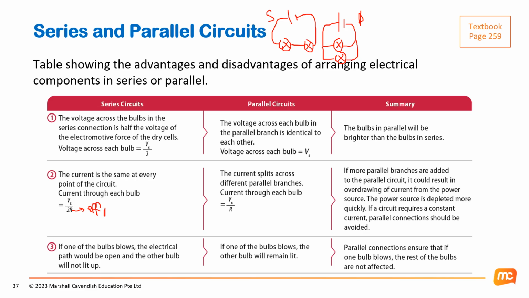Right, for the series circuit. Okay, so imagine this one bulb has a resistance of R. On the other hand, the current will split for the parallel branch. So in that case, the current through each of the bulbs will be V divided by R only.